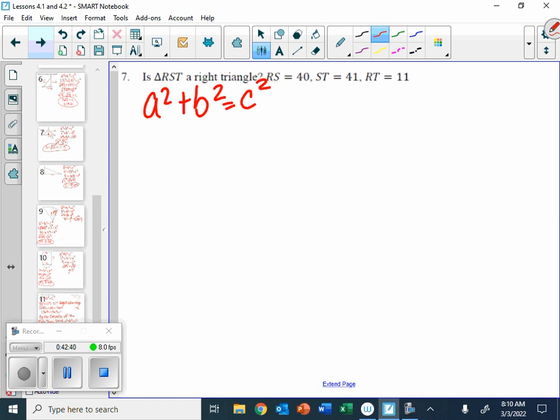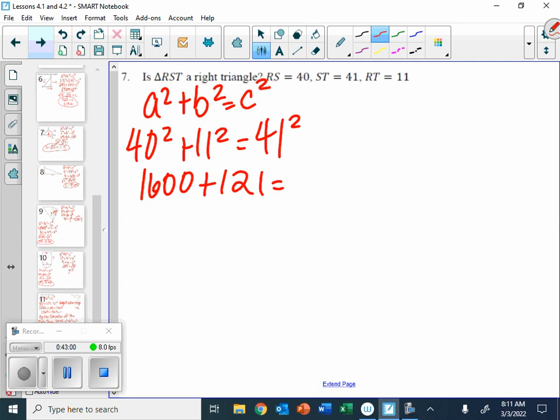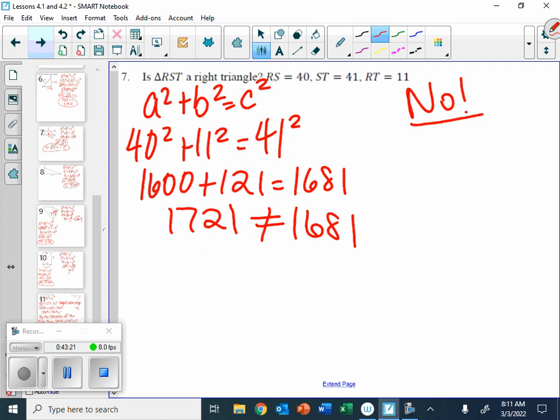Alright, is this your right triangle? No. So you should have 40 squared plus 11 squared, or vice versa. What matters is that 41 is on the side by itself, because that's the largest side, which is my hypotenuse. So that is 1600 plus 121. What's 41 squared? 1681. So that is 1721, which does not equal 1681. So because the left-hand side does not equal the right-hand side, you would say, no, not a right triangle.